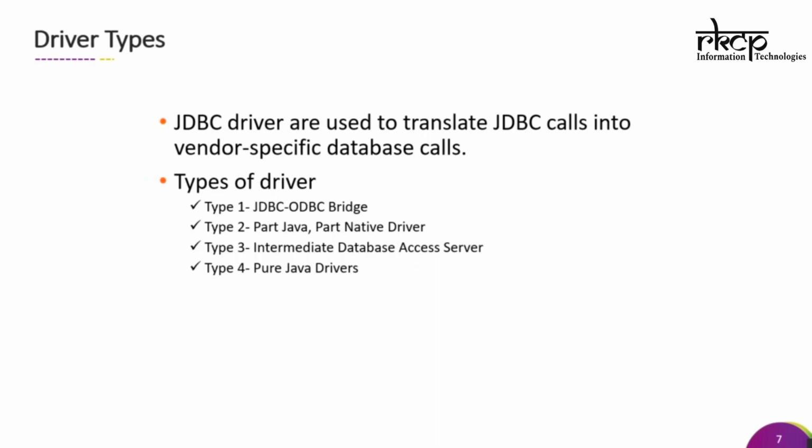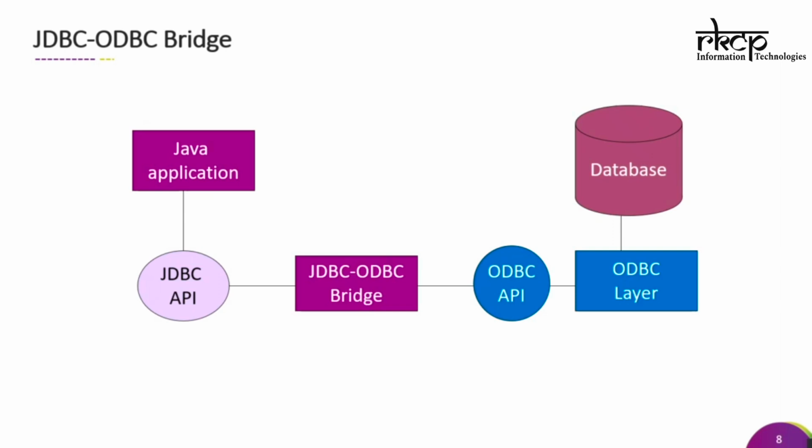First one is the JDBC ODBC bridge driver. Second one is the part Java or part native driver. Third one is the intermediate database access server. Fourth one is the pure Java driver. Most of the time in industry we use the pure Java driver. My focus also will be on the pure Java driver, meaning the type 4 driver, to create all the database connections and everything.